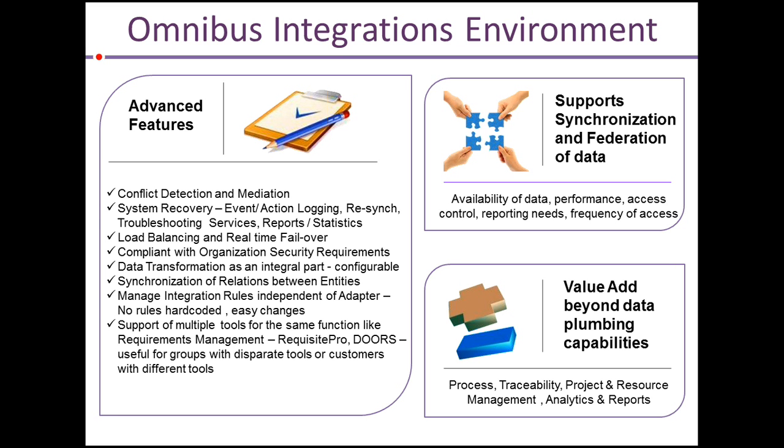Kovair also supports both synchronization as well as federation. Synchronization basically means that you pass the data from one tool to another tool, and federation basically means that on demand you access the data from the other tool. Omnibus supports both of these. And as I mentioned at the beginning of this presentation, you should be able to get value beyond just the data plumbing, and Omnibus actually allows you to get all of those things: the process, the traceability, the project and resource management, and all kinds of reports and dashboarding.